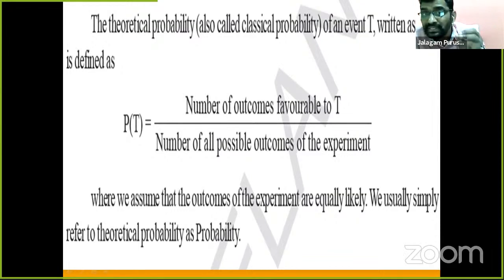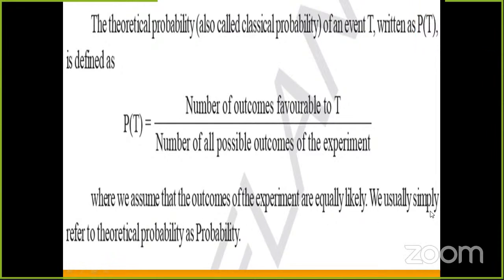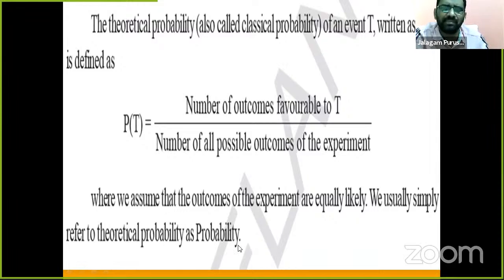So in these two situations, experimental probability and theoretical probability, where we assume that the outcomes of the experiment are equally likely, we usually simply refer to theoretical probability as probability. What is the formula of theoretical probability? It is equal to the number of outcomes favorable to T divided by the number of all possible outcomes of the experiment. It's a very important formula.